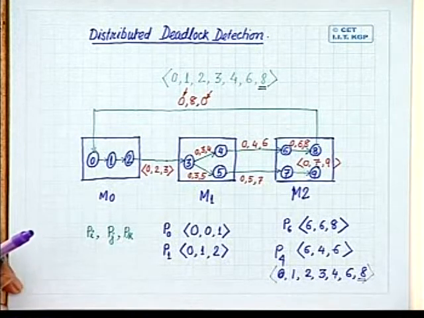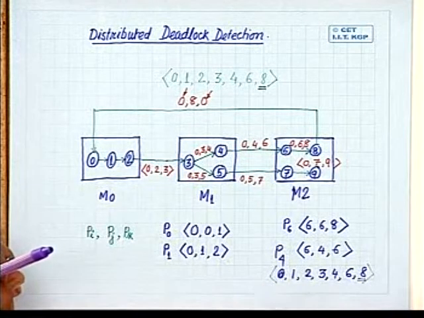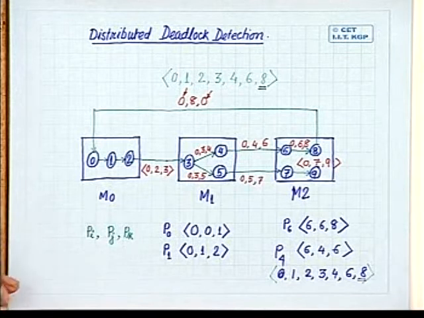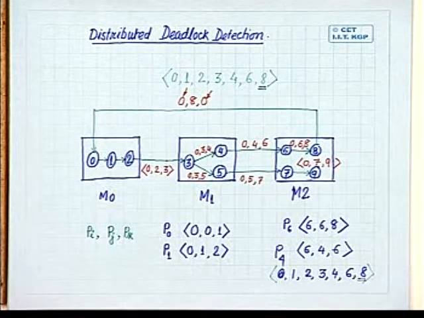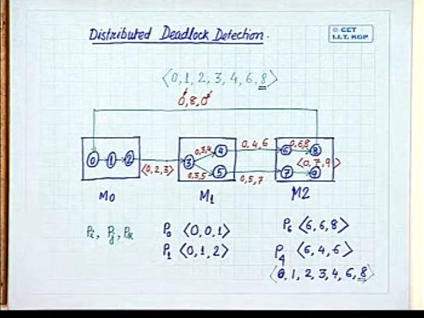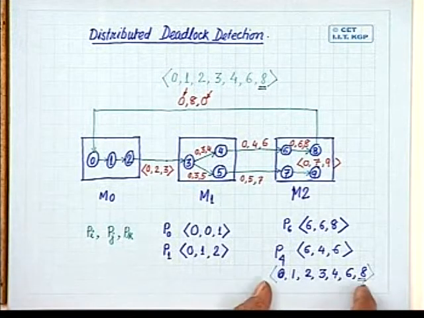But the only problem is you have to pass more information from one process to another process. But it has been found experimentally that in most cases, almost 90% of the cases, the number of processes involved in deadlock is 2, not more than that. So the information that has to be passed from one machine to another machine is not much. So this overhead can be tolerated.